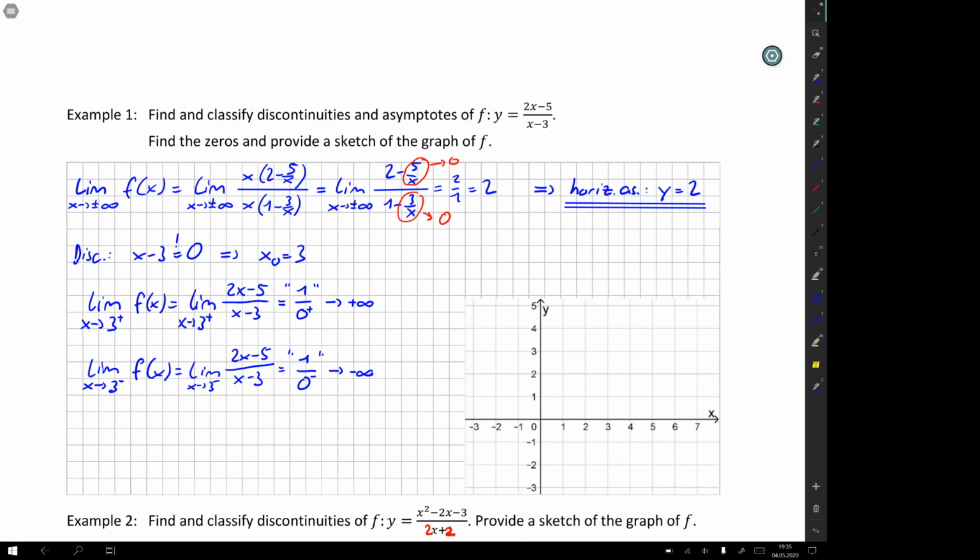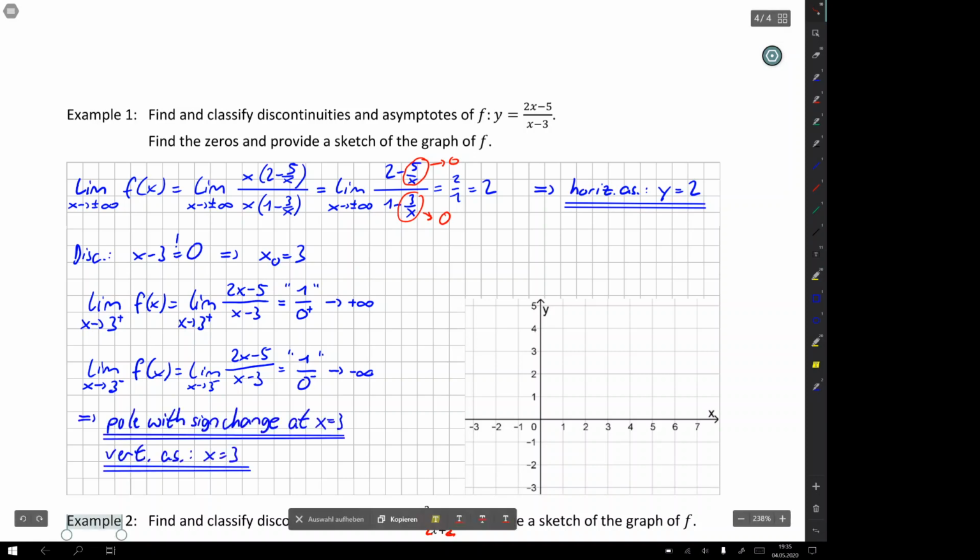So now we can classify the discontinuity. What is it? It is a pole, and we have there what type of asymptote? We have a vertical asymptote, namely with the equation x equals 3.